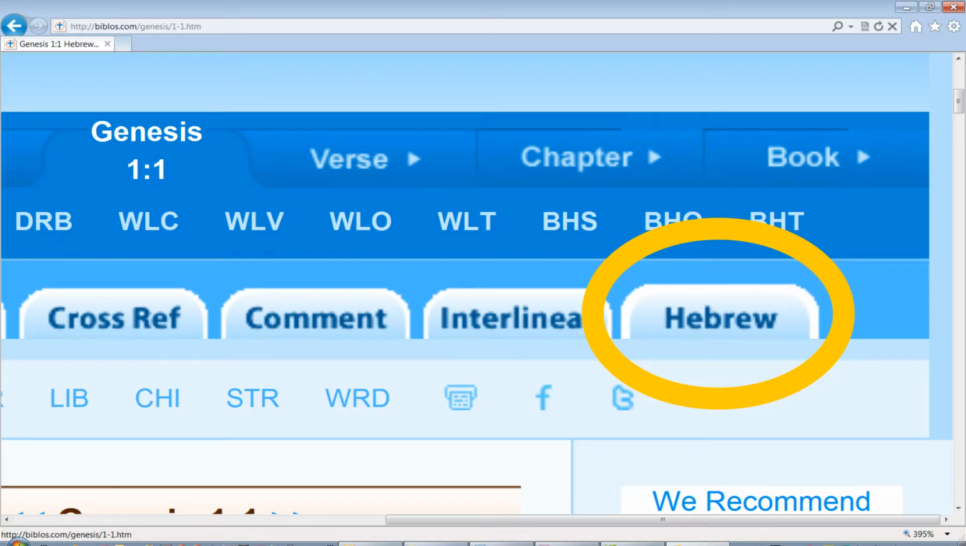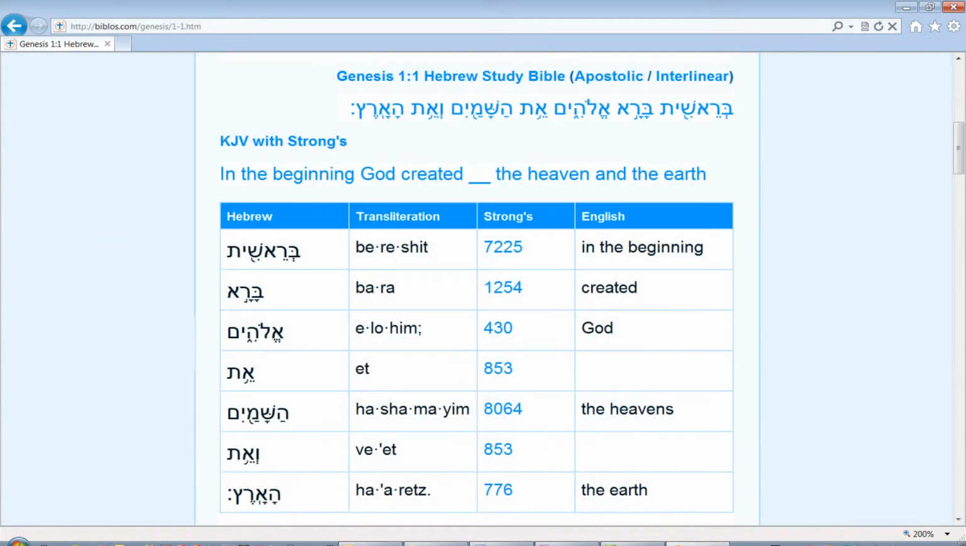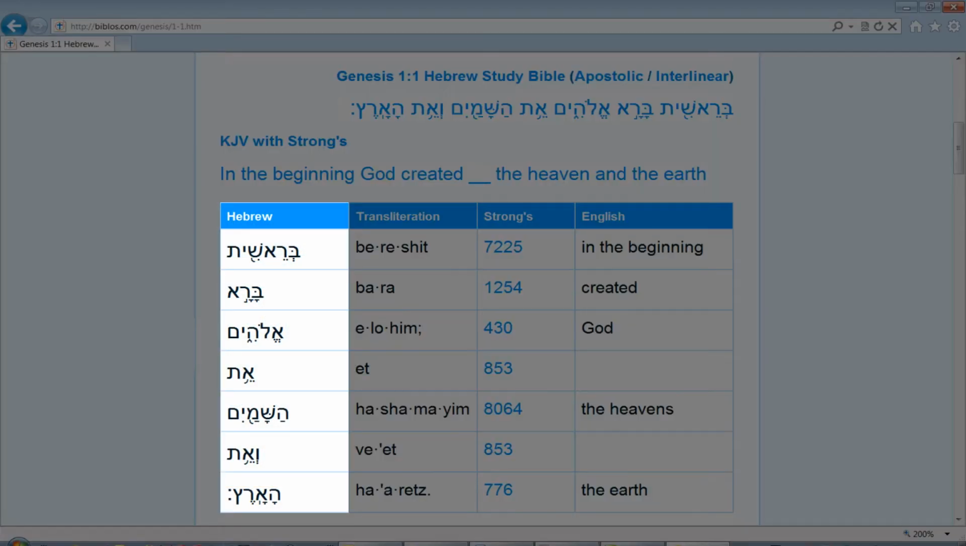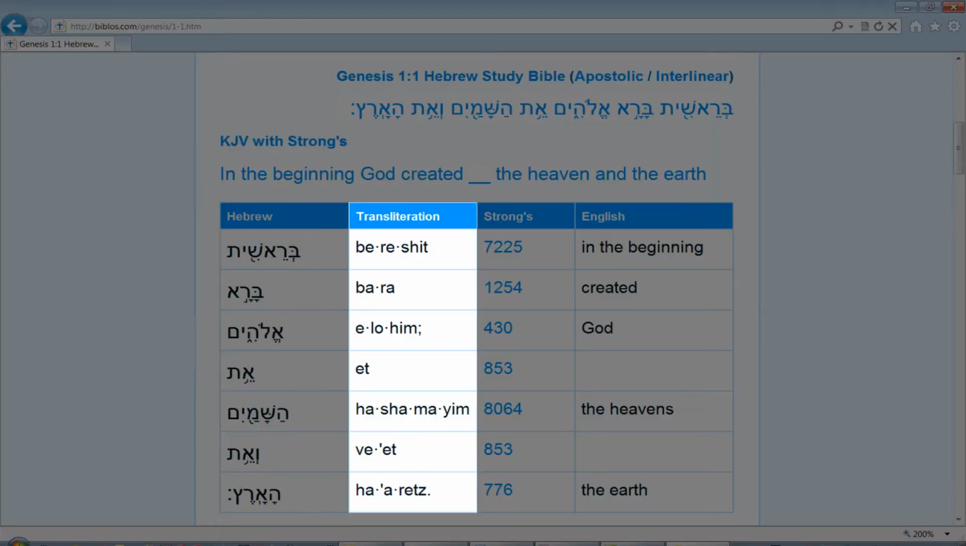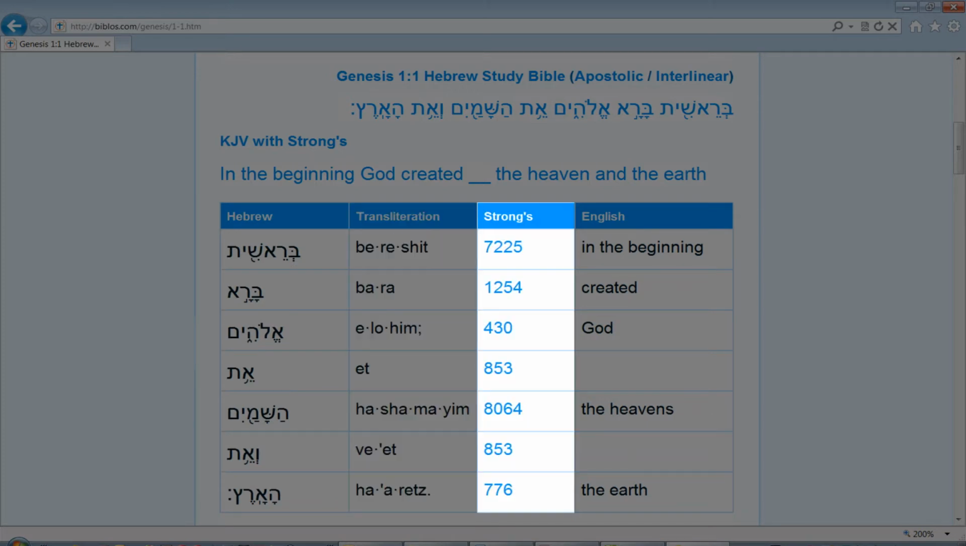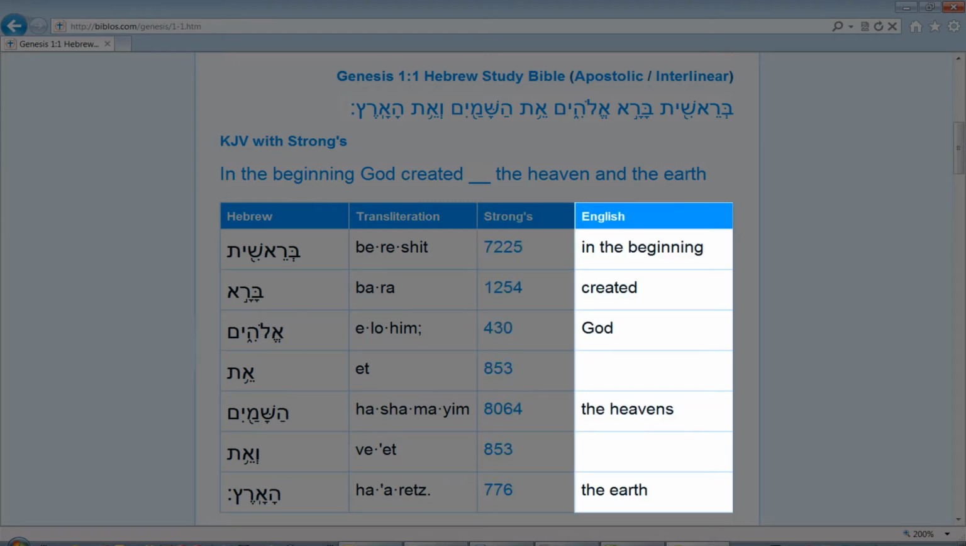Click on the tab called Hebrew. On the left, you have the original text. Next, a transliteration, and something called a Strong's number. Every word in the Bible has a handy reference number assigned to it to help you study it easier. And finally, on the right, we have what the king has authorized the slaves to know.